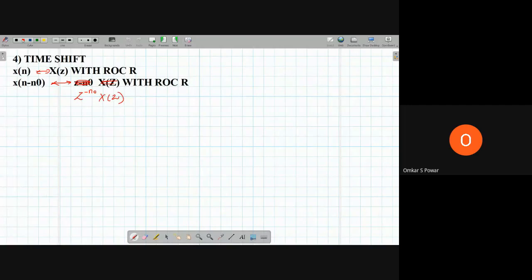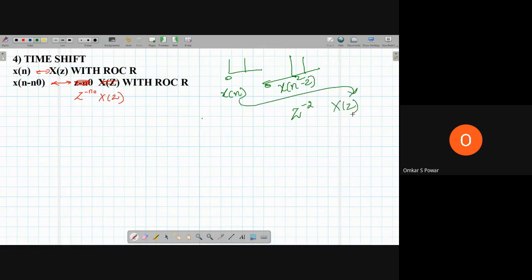So this is time shifting. If you have a signal x of n and you shift it by 2 units to the right, what happens in the z domain? It will be z to the power of minus 2 times the z transform of x of n, which is x of z. You have to prove this. How can we prove that? Again, write the z transform formula, replace x of n by x of n minus n naught, and simplify to get the answer. Let us solve that step by step.